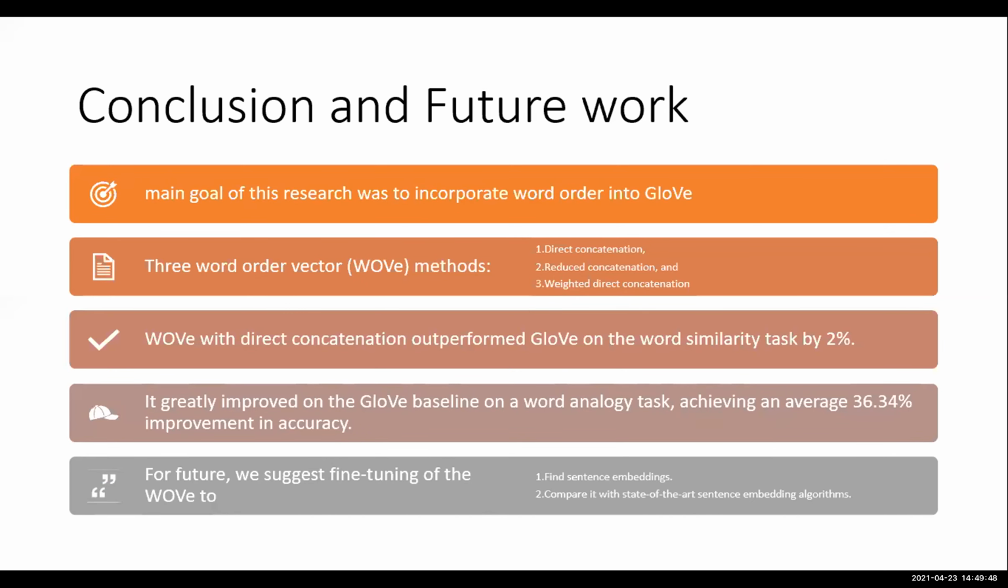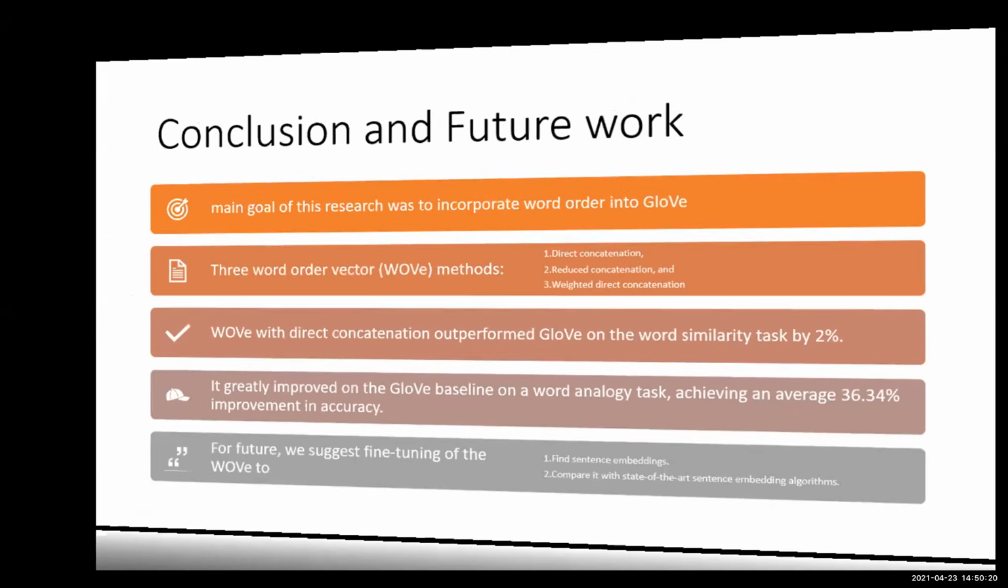So for conclusion and future work, the main goal of this research was to incorporate word order into GloVe. And for that, we proposed three methods. The algorithm that performed best was the direct concatenation, with the best performance over the two tasks. It greatly improved GloVe and led to better results. For future work, we suggest fine-tuning GloVe to find sentence embeddings and comparing it with state-of-the-art sentence embedding algorithms. And please, if you have any questions, let me know.